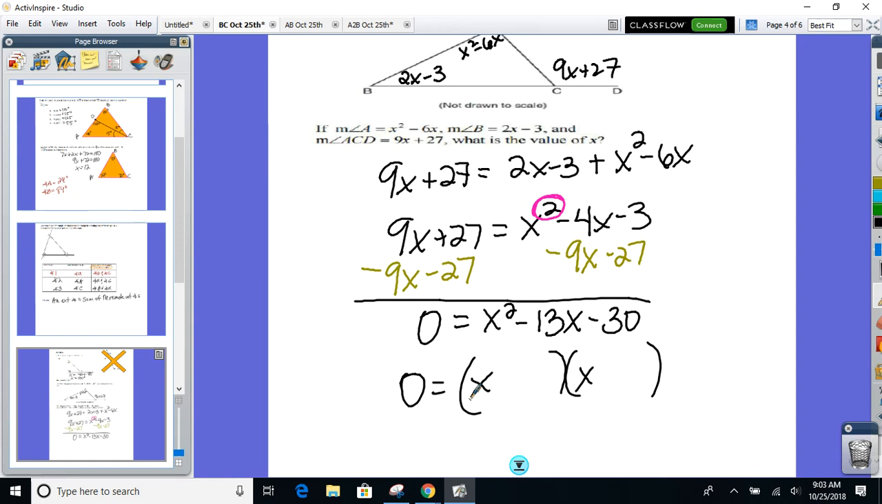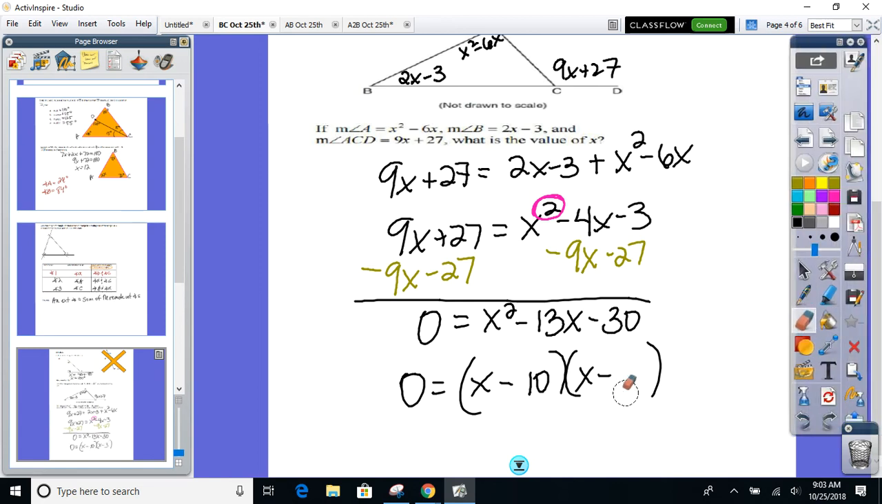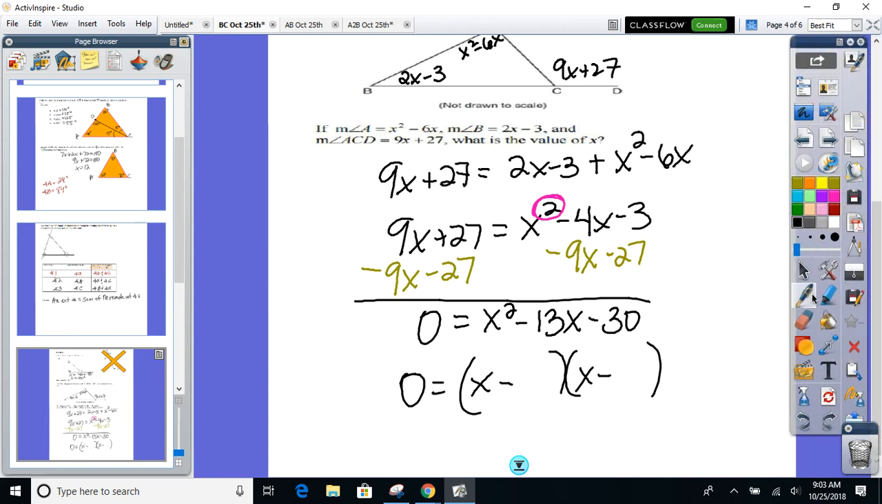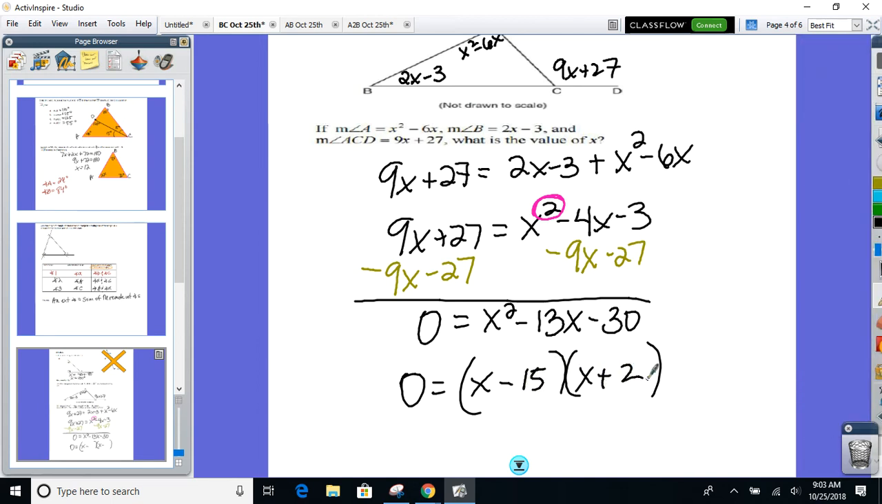Well, it could, right? 10 and 3 could give me 13, but here's the problem. What's the only way it's going to give you negative 13? If they're both negative, and what's the problem there? If I multiply, that'll give me positive 30. I need a negative 30. So there's a tricky one right there. All right, so I believe there's one more pair I haven't talked about. Negative 15, positive 2.